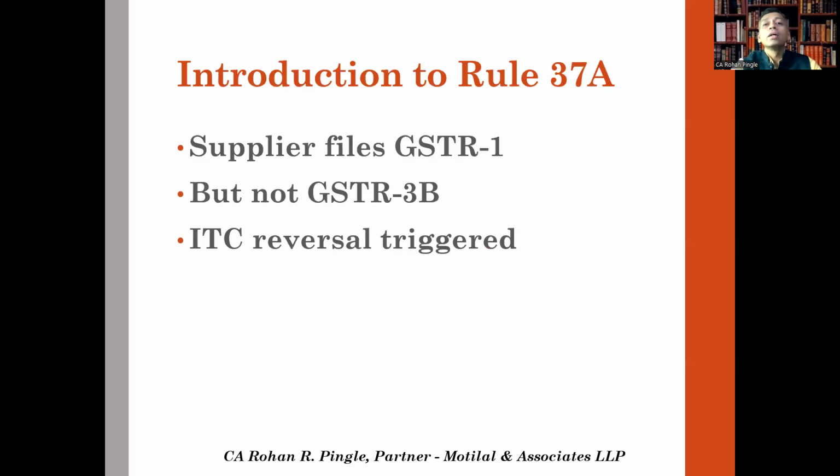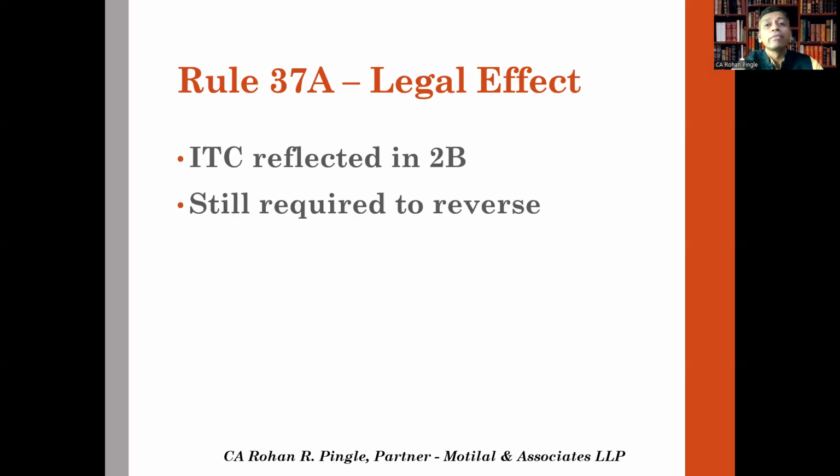So let's see Rule 37A. Earlier, confusion existed. Now Rule 37A clearly says that if the supplier doesn't discharge tax, the ITC must be reversed. Let's understand the legal effect of Rule 37A. This is a big shock for many taxpayers. Earlier, if ITC appeared in 2B, it was considered safe, but now that is not sufficient. The supplier must file GSTR-3B also. So we need to follow this.